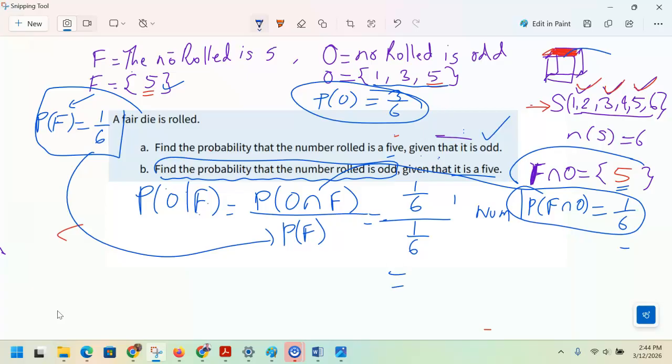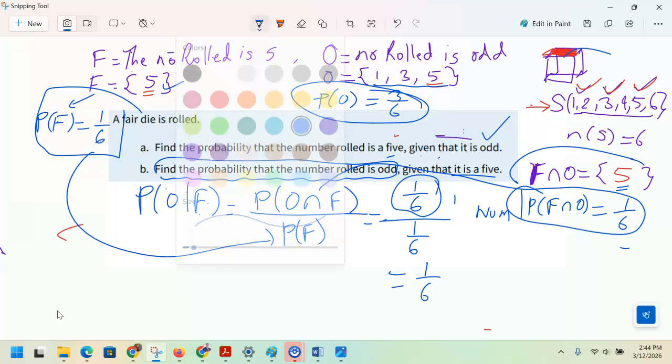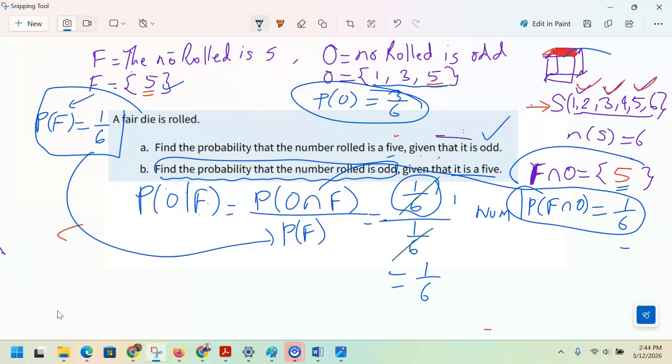And this answer will become, the numerator is 1/6. Of course, you can directly cancel. Both fractions are the same, so you can just cross out and you get the answer is 1. I hope I made sense to you. Otherwise, if you use your common sense, you are told that the number that shows is already 5. Now, what is the chance that it's going to be odd? We already know 5 is an odd number, so it is going to be 100% odd. So the chance that it's going to be odd when you know it is 5 is also 1.